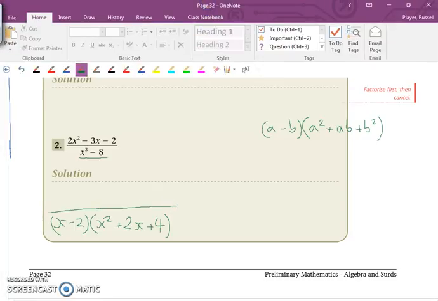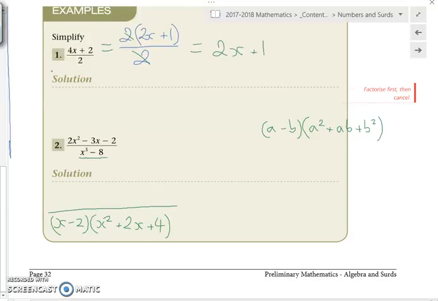Now we have to do the numerator. For those of you who weren't here, there is a method we use because you can't pull out a common factor. Would you agree? There's a 2 and a 3 and a 2. There's nothing common to them. You can't group by pairs. There's only the 3 terms. So we have to use a different method.